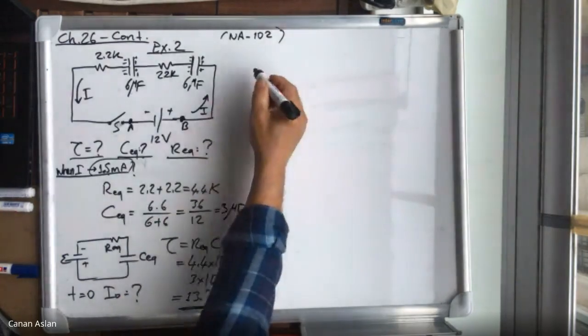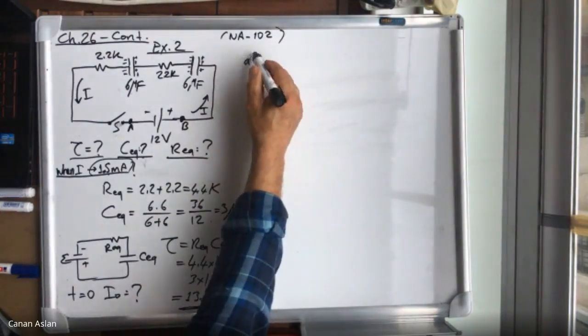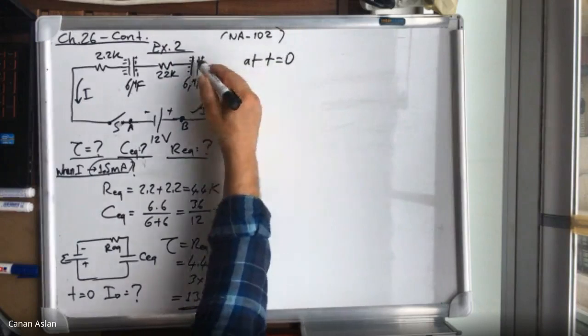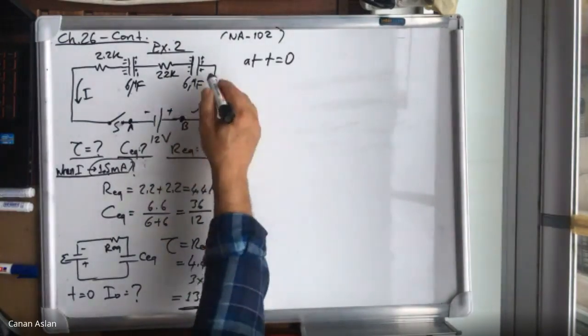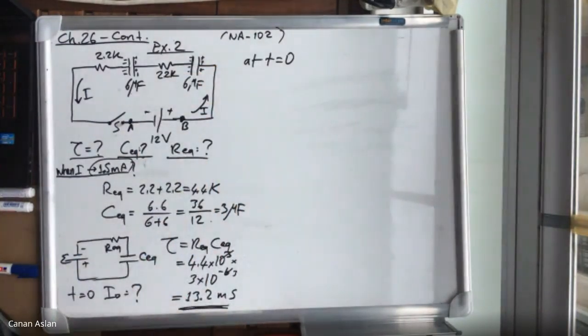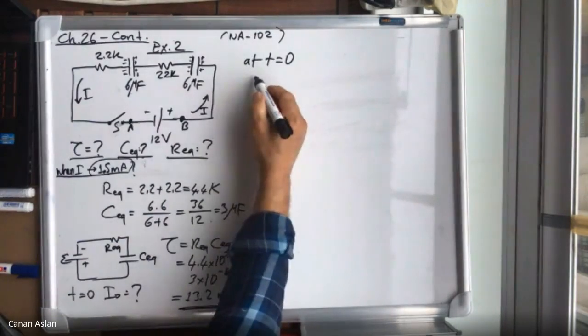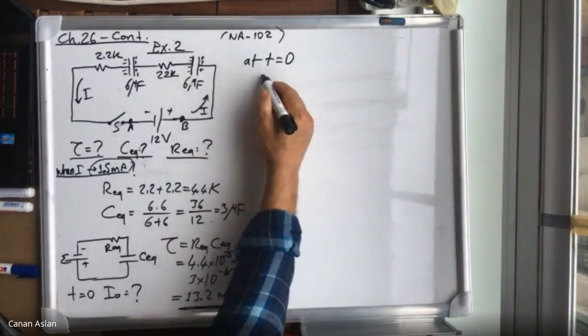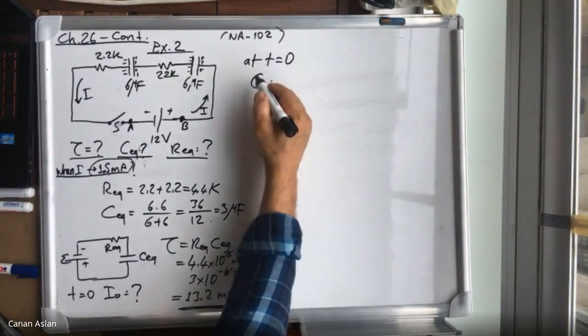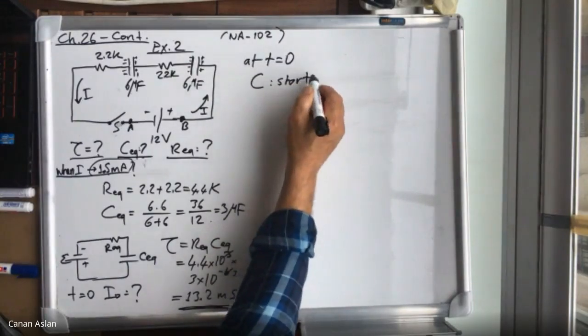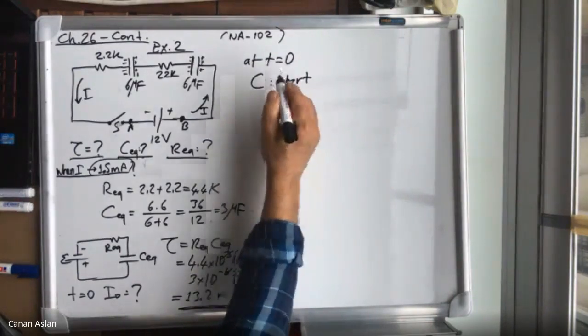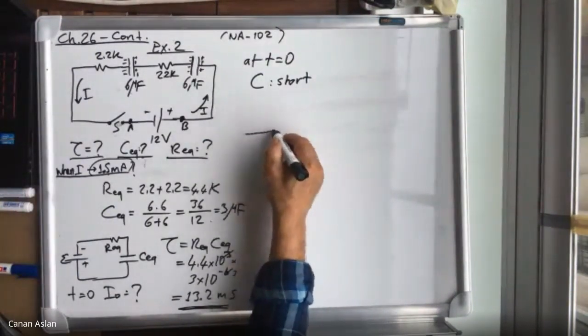So don't forget, this is very important. At t equals 0, because the capacitor plates are so empty, they can allow any kind of charge so that you can treat them as short circuit. So treat capacitors as short. Okay. So when they are short at t equals 0, this is the circuit we have now.